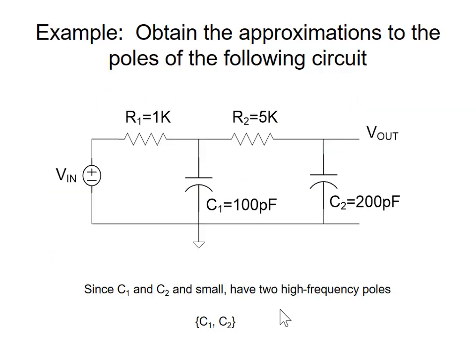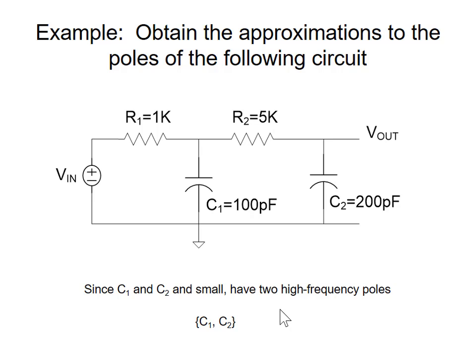So let's look at an example. I'm going to obtain the approximations of the poles for the following circuit. These are both small capacitors. So since C1 and C2 are small, we have 2 high frequency poles. So what I do is I take the capacitors one at a time and replace the other capacitor with an open circuit. Look at the impedance facing them. So when I take this capacitor and replace that by an open circuit, I just see a 1K. And then when I take this capacitor and replace this by an open circuit, I see the series combination of 1K and 5K, which is 6K.